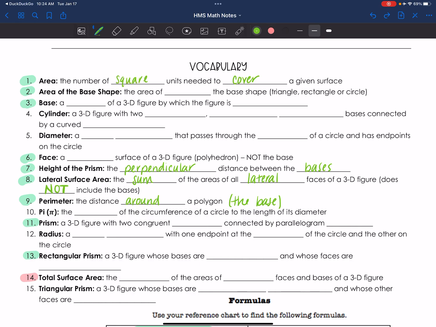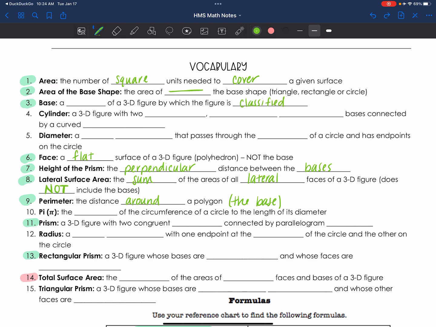Area, which is what we're finding, the lateral surface area, without actually using our area formulas today, is the number of square units needed to cover a given surface. Area of the base, don't worry about the blank, is the area of the base shape, which we already discussed is either going to be a triangle, a rectangle, or a circle. Today it's going to be a rectangle, but again, we're not actually going to find the area of the base today. A face is a flat surface of 3D figures, which we call a polyhedron, just not the base.